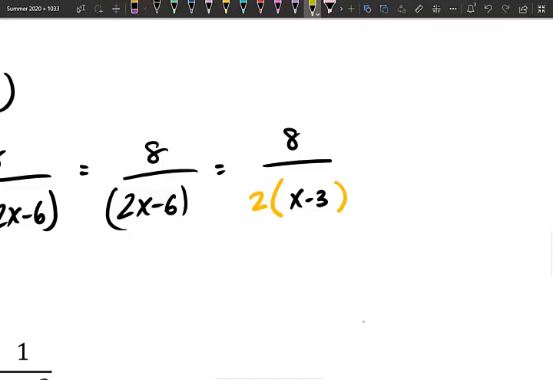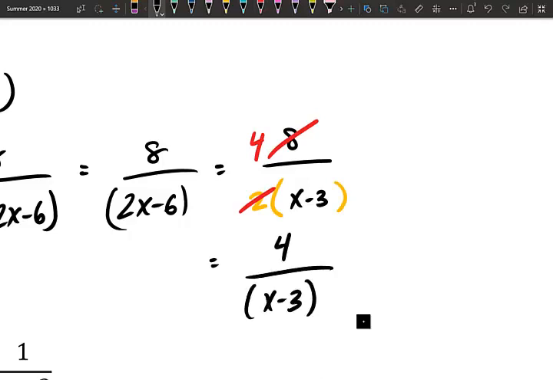And right here, there's no plus or minus. Since there's no plus or minus there, we can cancel out 8 and 2. So 8 divided by 2, we're left with 4. Our final answer is 4 over x minus 3. You can put the parentheses on the bottom if you want. You don't have to.